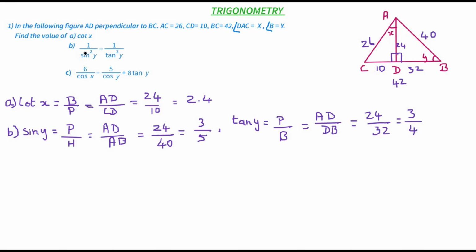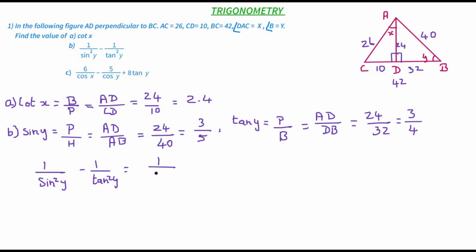So now what is the question given? 1 by sin square y minus 1 by tan square y. So let's find that out. So the question is 1 by sin square y minus 1 by tan square y. Right? So what is sin? So what is the value of sin square y? Sin y is 3 by 5.